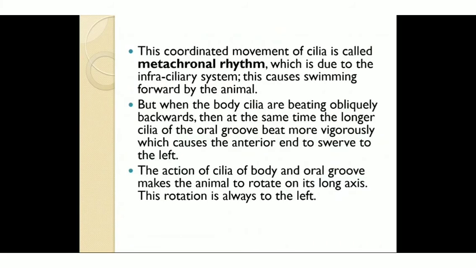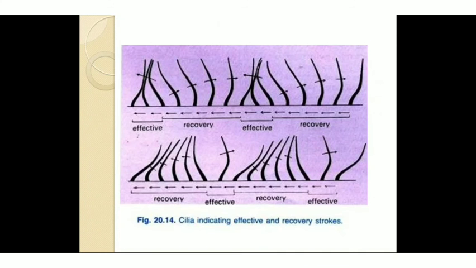So such oral cilia group beat more vigorously, which causes the anterior end to swerve to the left, so that it doesn't move straight but moves obliquely, in a zigzag manner. So the action of cilia of the body and oral groove makes the animal rotate on its long axis. This rotation is always to the left.